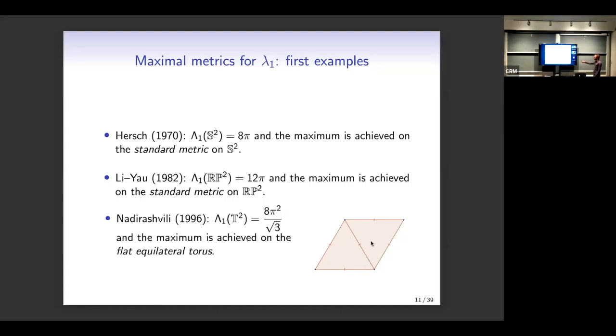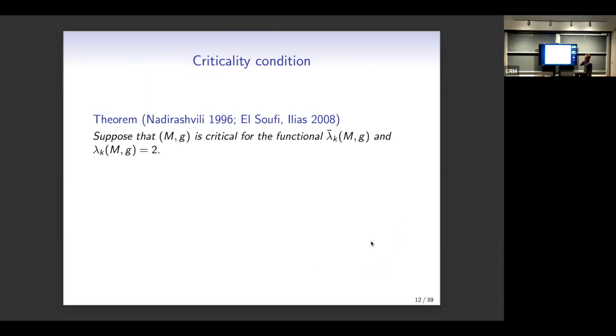So there's a temptation, looking at those examples, to somehow bring in curvature. But it turns out curvature has nothing to do with this. Let me explain what does have to do with it, what kind of geometry is involved in obtaining those results. For that, I'm going to look at the criticality condition. As I said, we're looking at lambda one as a functional of the metric. So what does it mean that the metric is a critical point of this functional? This is a computation that was done by El Soufi and Ilias. Suppose I have this M, g, and it's critical for the kth eigenvalue, so the derivative is zero in the appropriate sense.